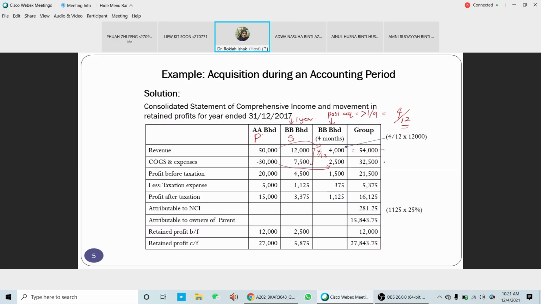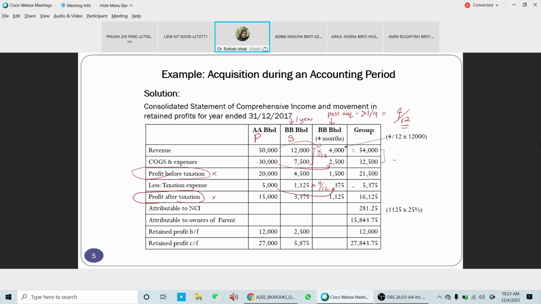So this one minus, so you're going to have profit before tax, 21,500, and then minus the taxation here. This one also multiplied by 4 over 12, every item here. This one you don't have to multiply because you just calculate this one. Okay, this one no, you don't have to. This one also no, just based on the figures that we have here. Okay, for the taxation here, we need to multiply by 4 over 12, so you're going to have 375. We'll bring this one here and add together.